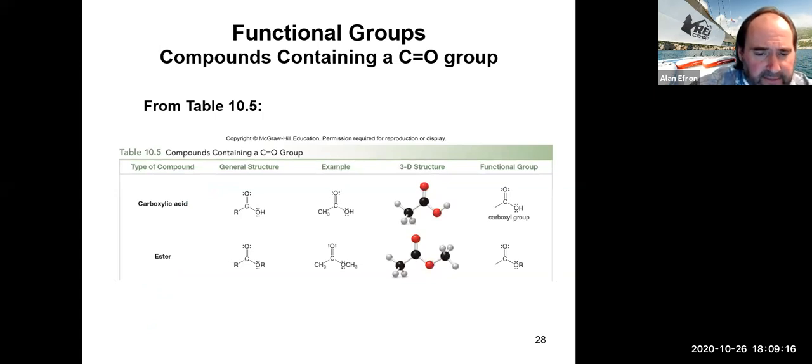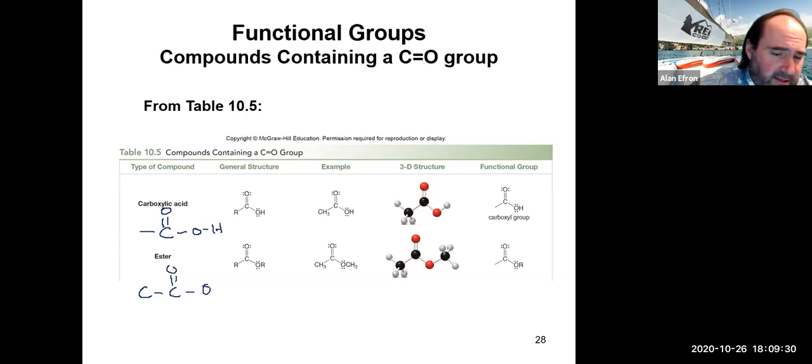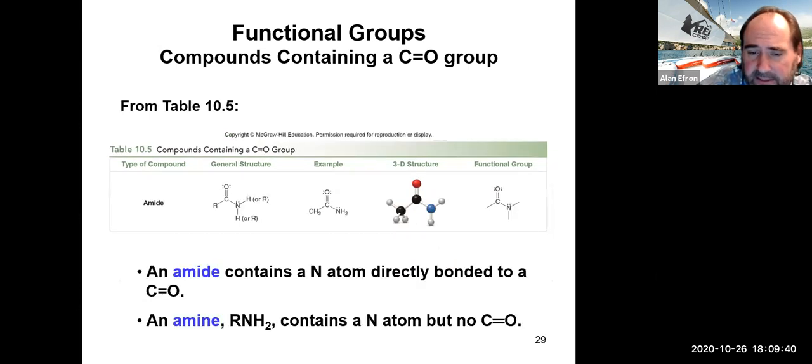Some more that have this sort of carbon-oxygen double bond: carboxylic acid, that has a carbon-oxygen double bond and an OH group on it. And an ester has a carbon-oxygen double bond and an oxygen on the back end there, again making it an ester. And again, we're going to go into more detail on all these, also known as chapters 10, 11, 12, and 13, pretty much, I think.